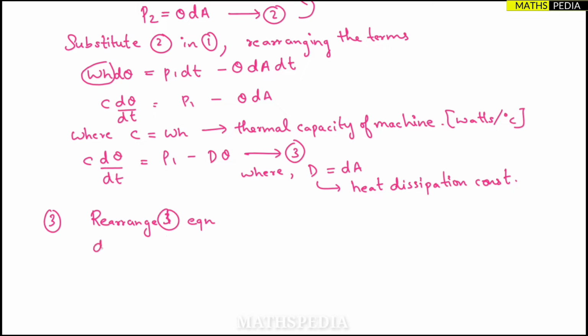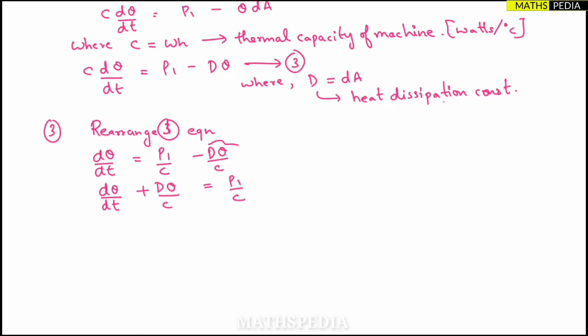So what will happen? dθ/dt. So C I'll take it to that side. P1 by C minus Dθ by C. Now here this theta is there. Theta I'll keep it on one side like terms. So it will be dθ/dt, minus will become plus, Dθ by C is equal to P1 by C. So why am I writing like this? We are going to compare it with what? Differential equation.